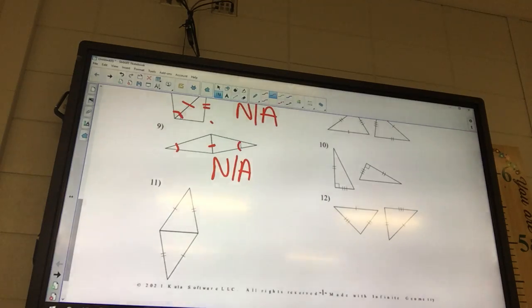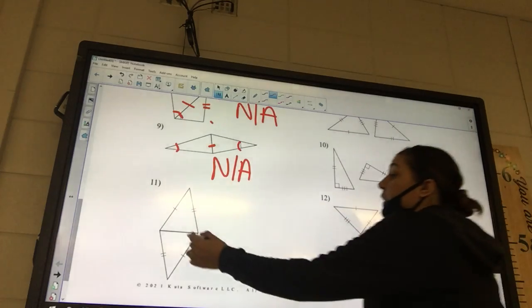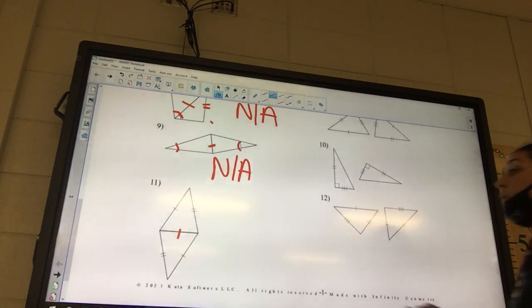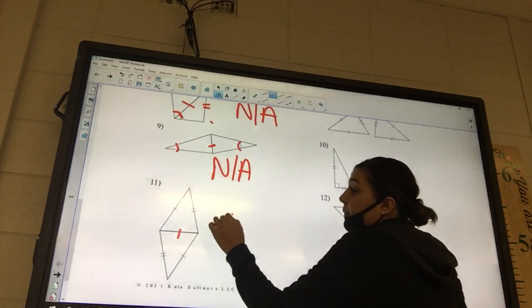Okay, 11. What's already given? What do we know? We got the sides. We got two sides. No angles. Could we get a third side? Yes. Where? The middle one. Why? Because they're connecting. Yeah, they're connected, which means this line and those are the same lines. Okay? So, we got side, side, and side.